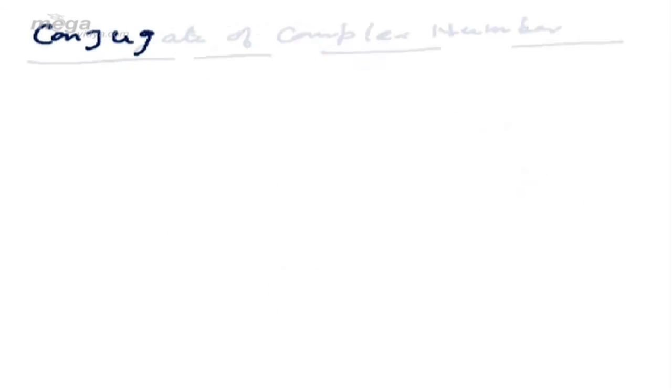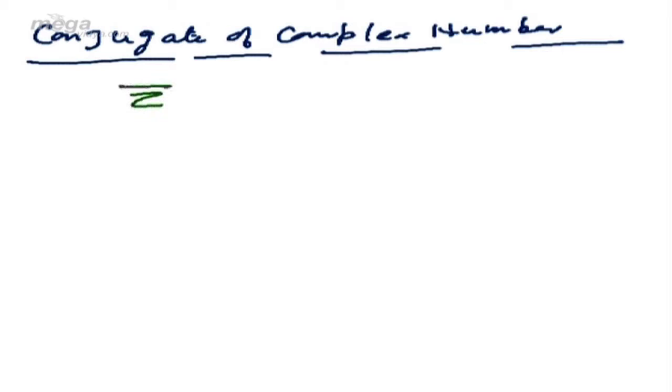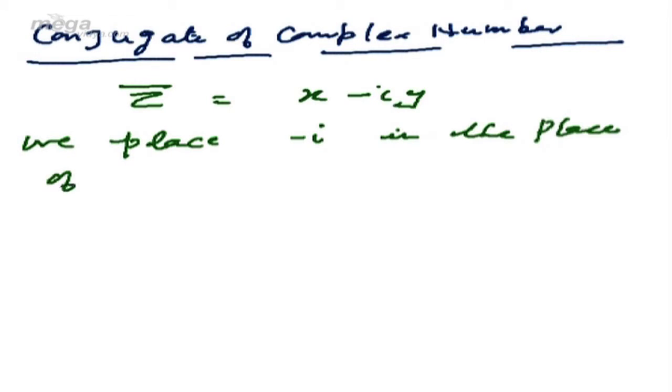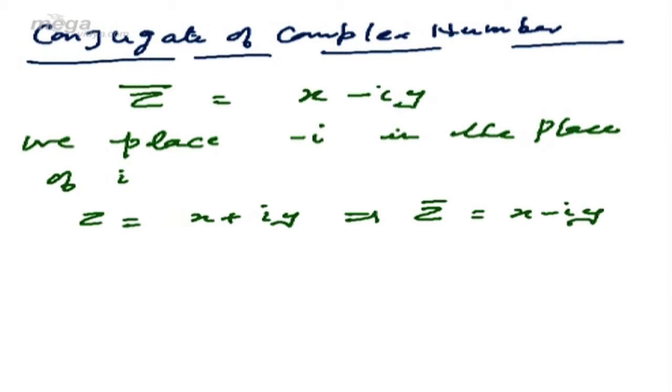Conjugate of the complex number. Conjugate of the complex number is defined as z bar is equal to x minus iy. We place minus i in the place of i, so we get the conjugate of the complex number. So z is equal to x plus iy, z bar is defined as x minus iy, and mod of z is defined as root of x square plus y square.